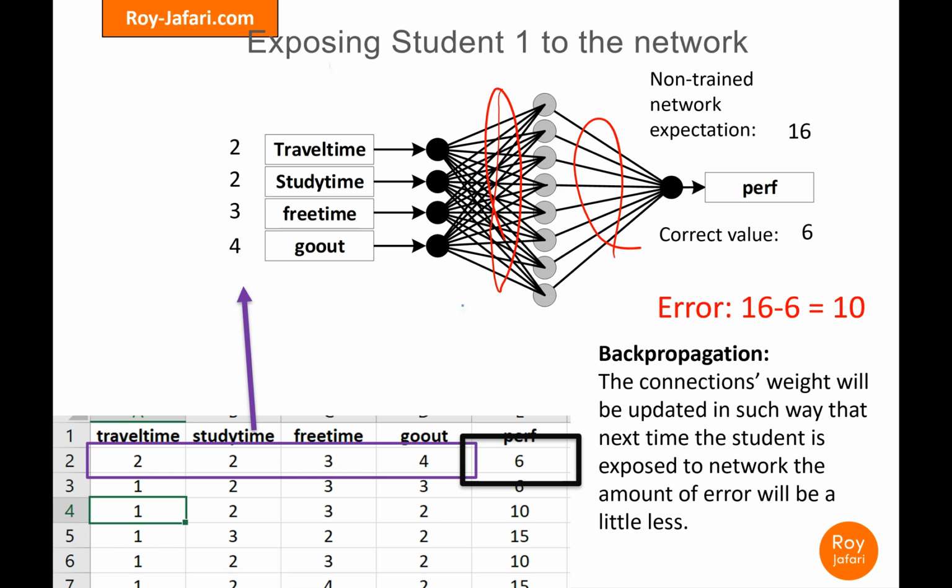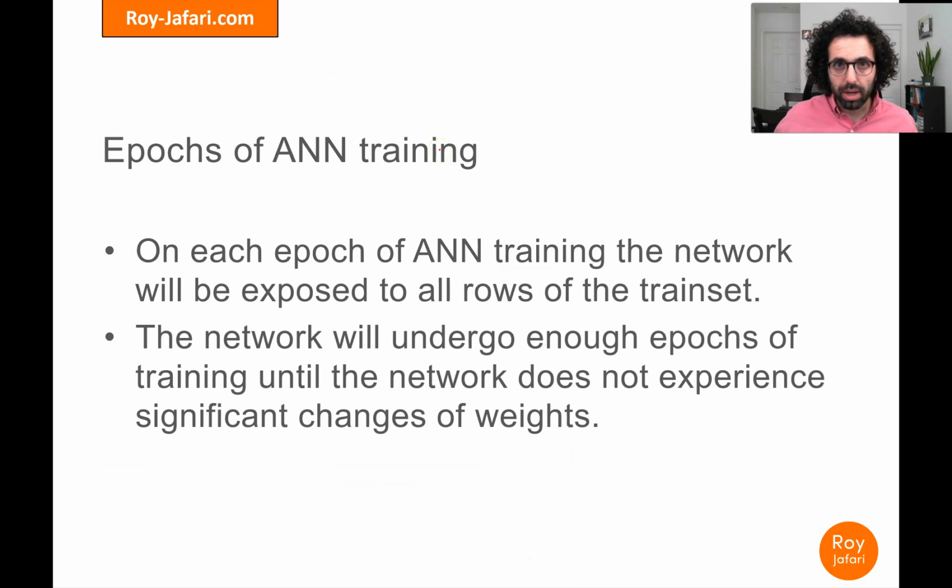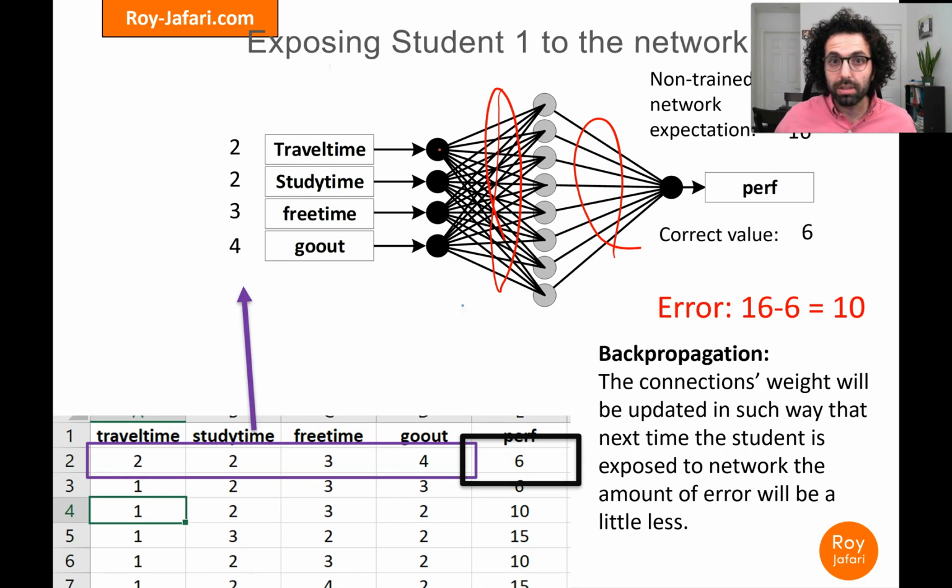And the way it's going to work out, especially for the backpropagation algorithm, it is going to change the weights in such a way that the next time this specific data object gets exposed to this network, there's going to be less error. And that's the whole idea of backpropagation. So, the way this is going to work out is because we are going to expose the network to all of our data objects a few times, the network gets to a state where it's going to be a good quality predictor.